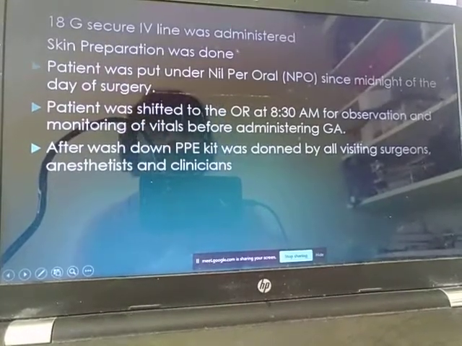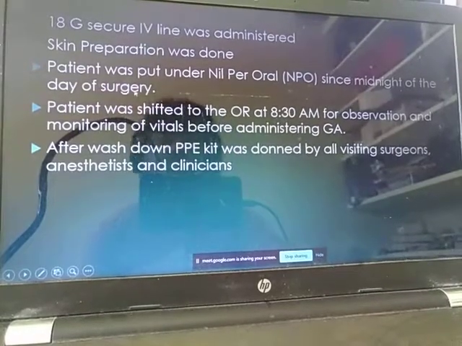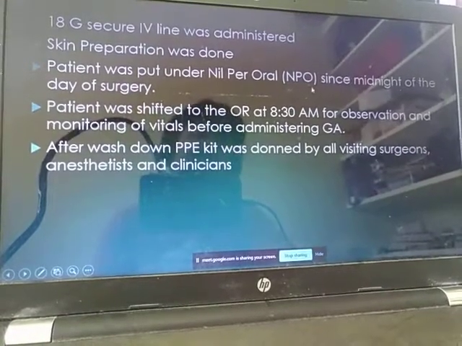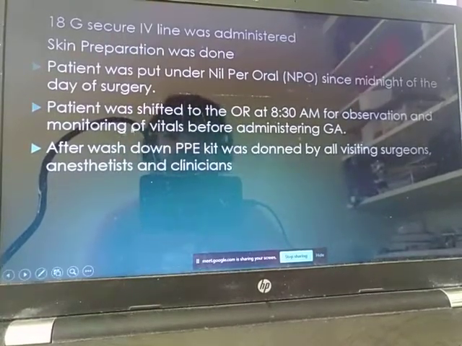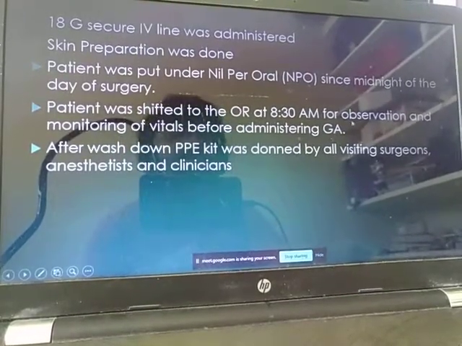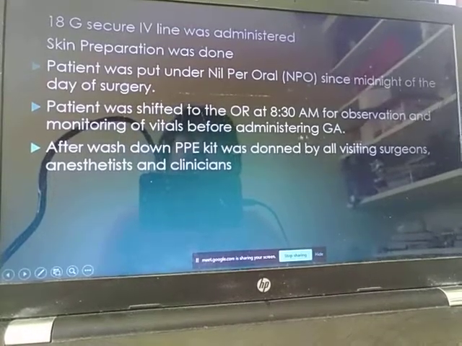An 18G secure IV line was administered. Skin preparation was done. The patient was put under nil per oral, that is NPO, since midnight of the day of surgery. The patient was shifted to the OR at 8:30 a.m. for observation and monitoring of vitals before administering GA.